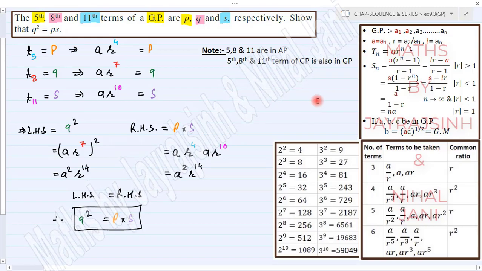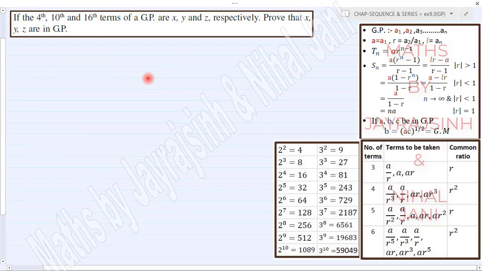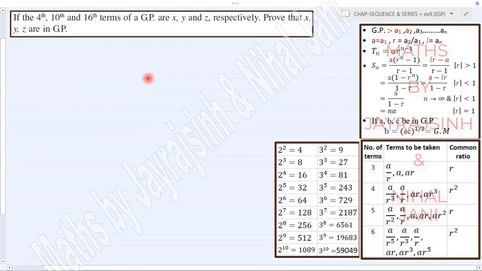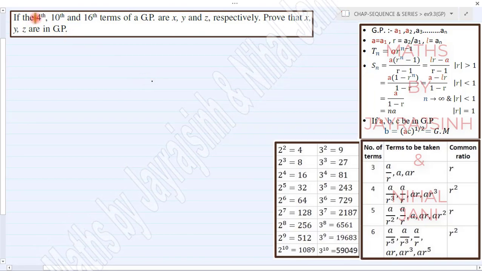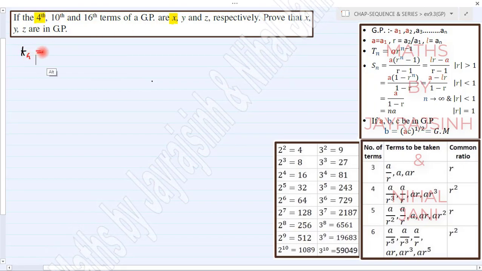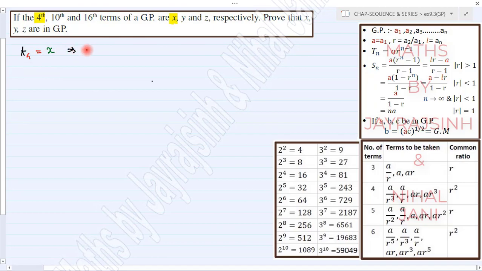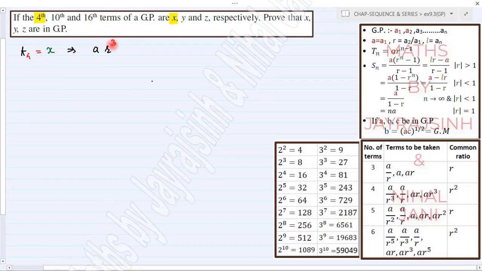Ta-da! In this question, it is given that the 4th, 10th and 16th terms of a GP are X, Y, Z respectively, and we have to prove that X, Y, Z are in another GP. So let's obtain the formulas. Your fourth term is equal to X. So we can say A R raised to 4 minus 1, or we can say 3, is equal to X.